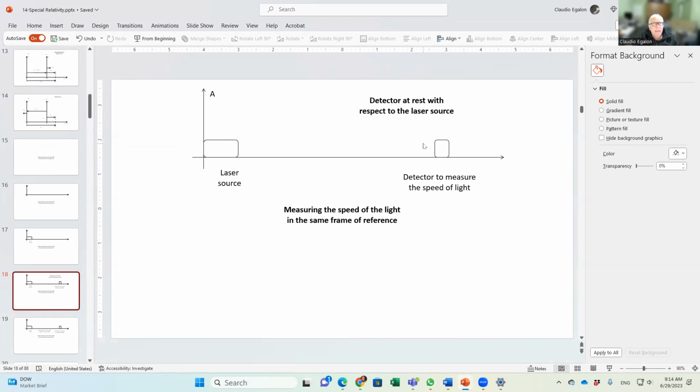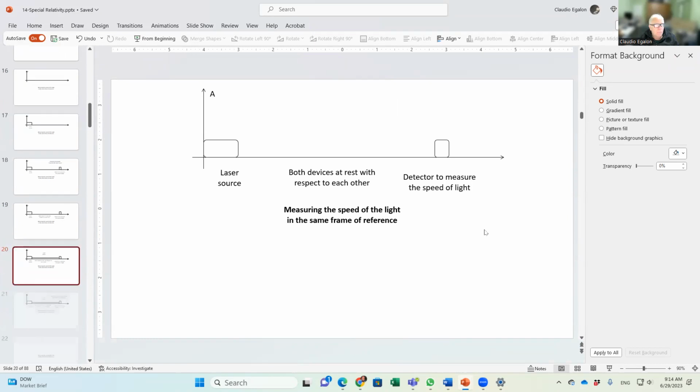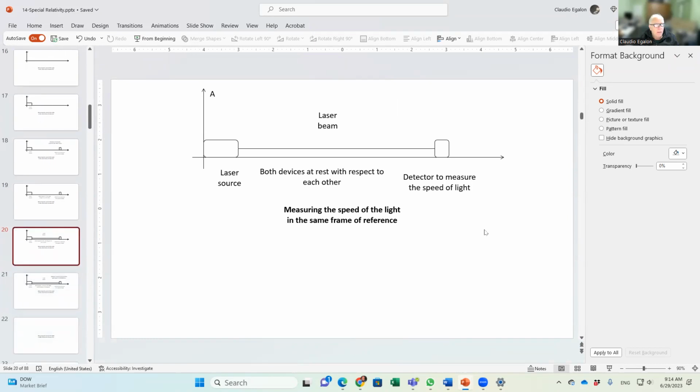There are ways of doing that. One way to do that is to use the Michelson-Morley interferometer, okay? That's one way to do that. So you go ahead, perform the experiment, and both devices are at rest with respect to each other, right? Laser beam. And what you get is 300,000 kilometers per second, okay?